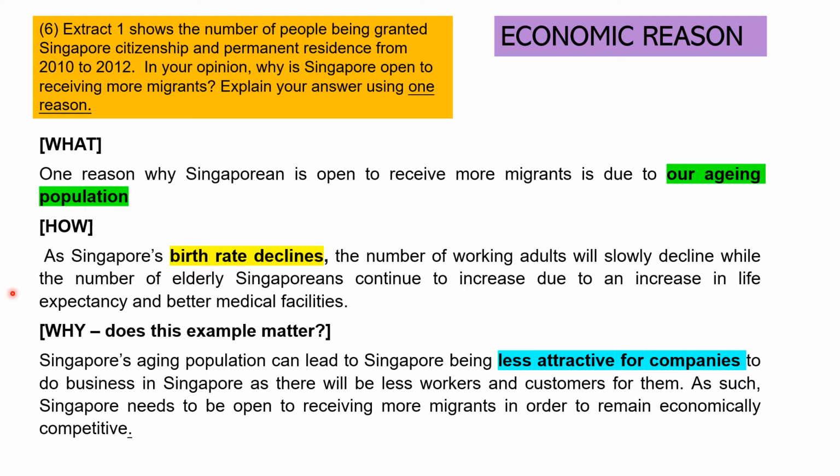Okay, always remember the what is always giving the reason. The how is this particular aging population. Give a concrete example. How does aging population happen? Okay, now the why is of course the link. If there was an aging population, what is the impact to Singaporeans such that we need to be open to receive more migrants?